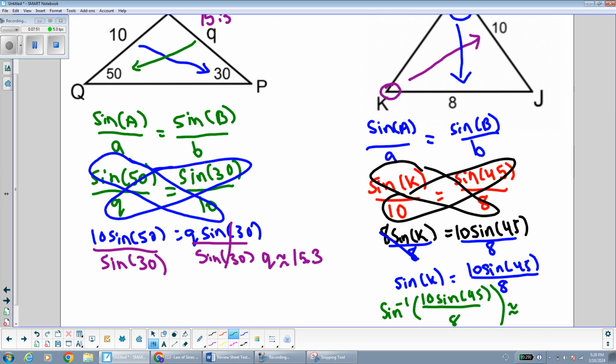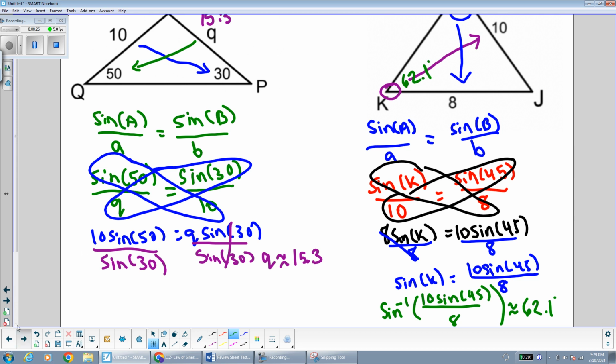Highly recommend using the fraction button. So I'm going to hit second sine. Now I have inverse sine on my calculator. I'm going to hit alpha y equals enter to get my fraction button. On the top, I'm going to type in 10 sine 45. And on the denominator, I'm going to type in 8. And when I hit enter, if we round to the nearest tenth again, angle K is approximately 62.1 degrees. So angle K is approximately 62.1 degrees.